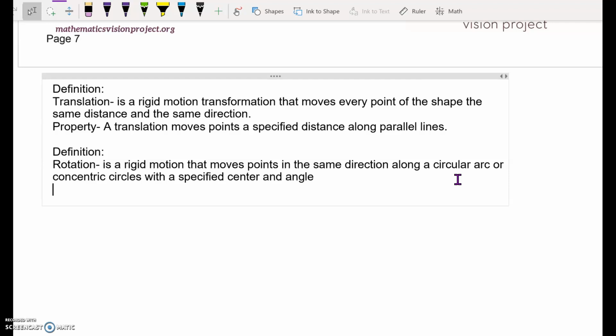All right, so definition of rotation. It's a rigid motion that moves points in the same direction along a circular arc. So it's kind of like you're circling around concentric circles. That just means they have a shared center and angle.